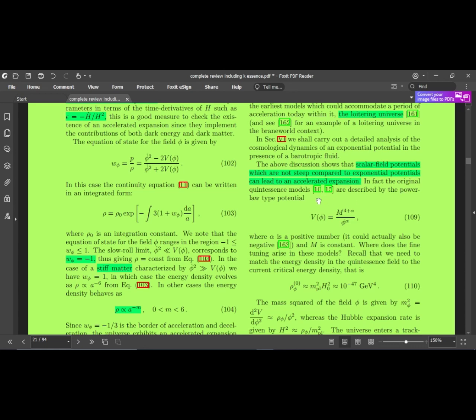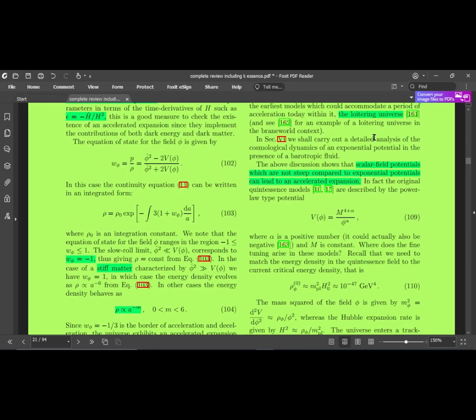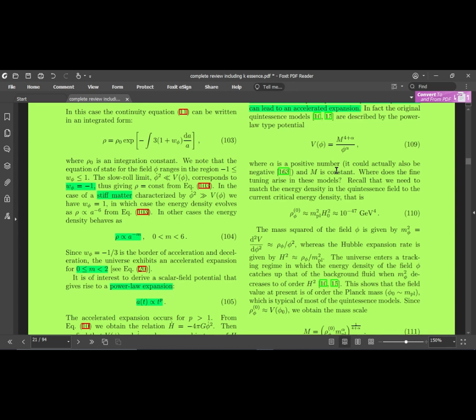In fact, the original quintessence models are described by power law type potentials. So besides the exponential potential, we can take the potential to be of power law type, and this power law must be inverse, as I told you here. That is how the field will roll and reach the minimum, where alpha is positive and m is a constant. Where does the fine tuning arise in these models? Recall that we need to match the energy density in the quintessence field to the current critical density. So that is the fine tuning.